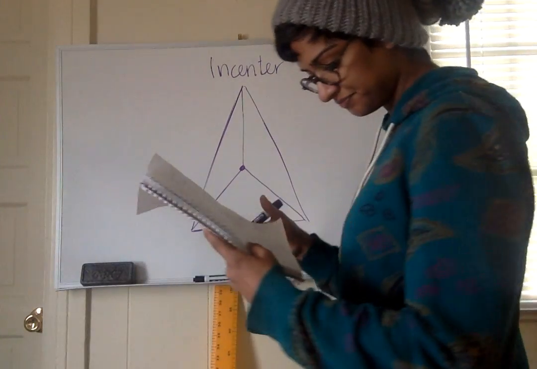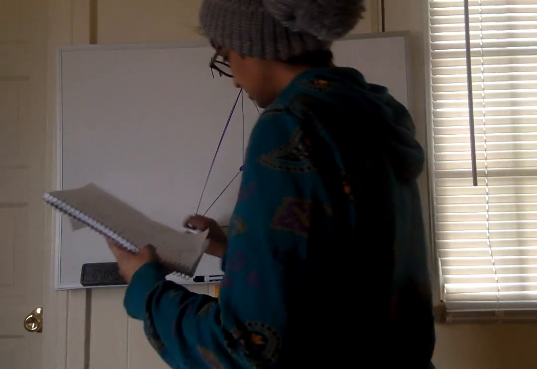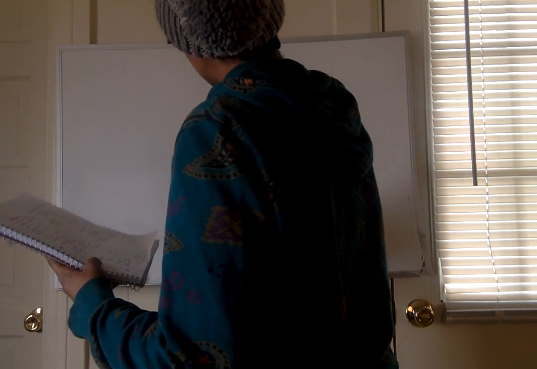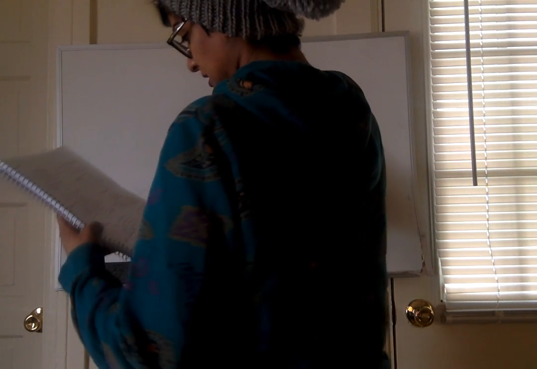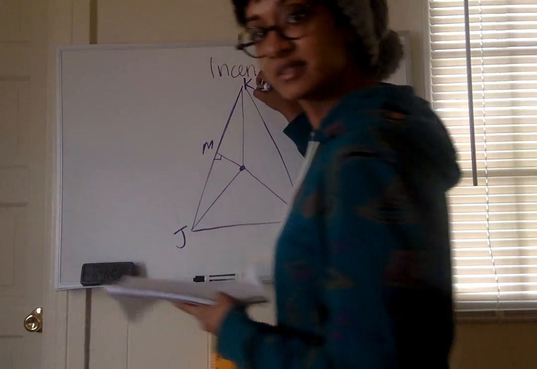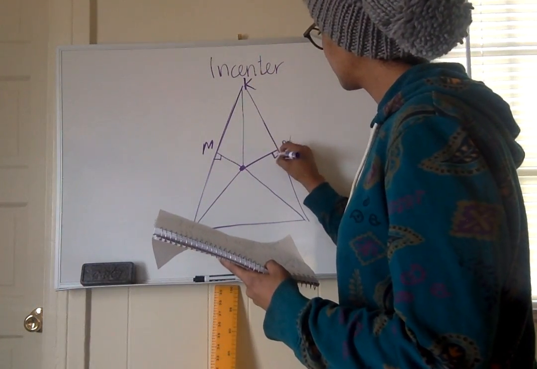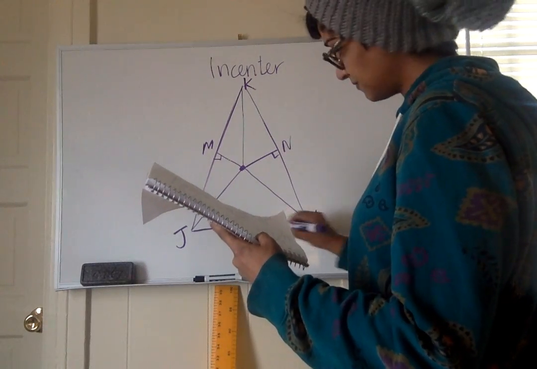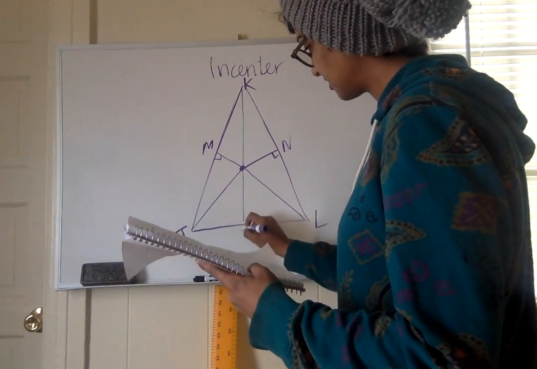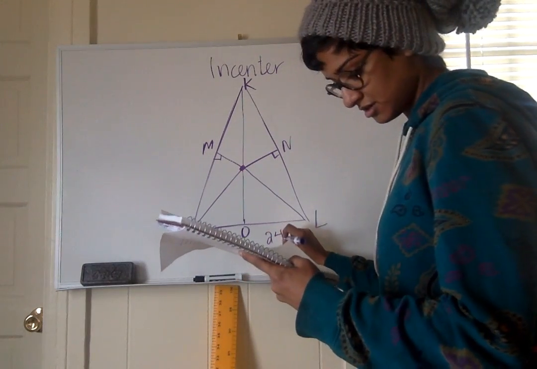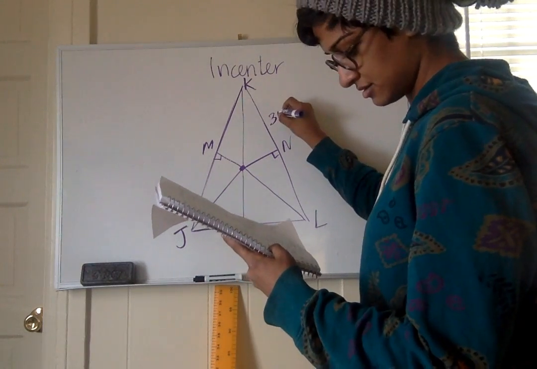Pretty good incenter. Okay, this is J. This is M. This is K up here. This is N. This is L. This is O. Okay, I'm going to give you 24, 30, 35 degrees.